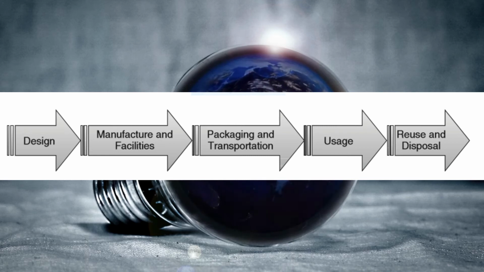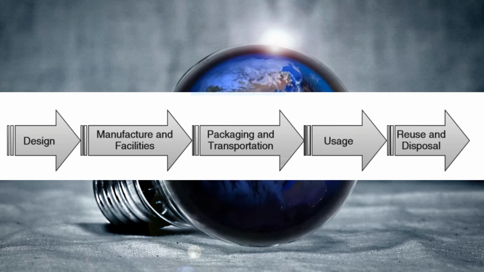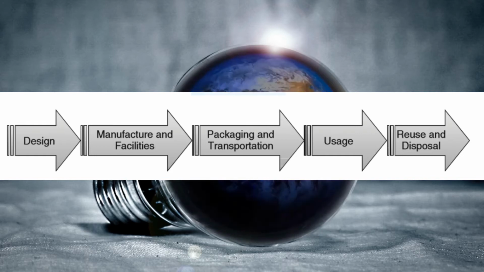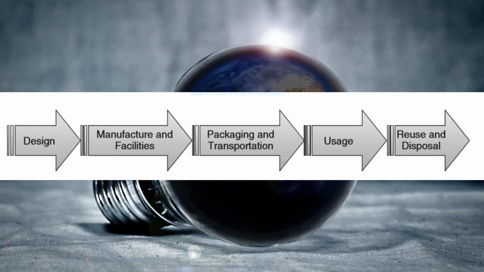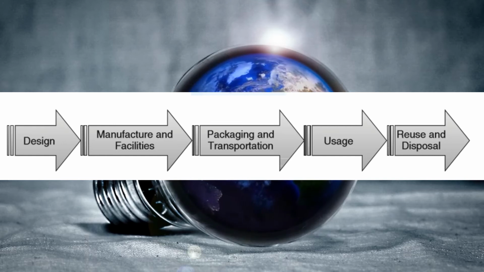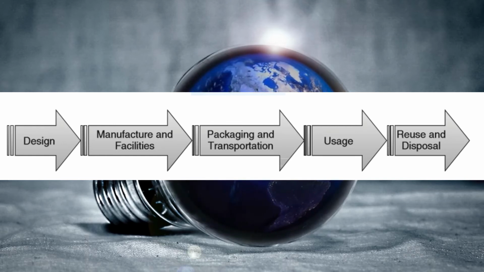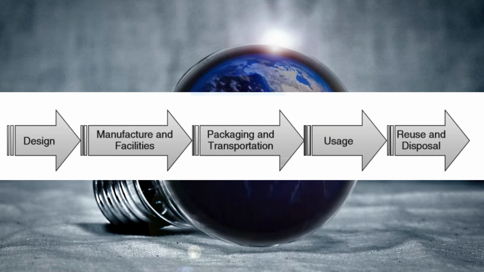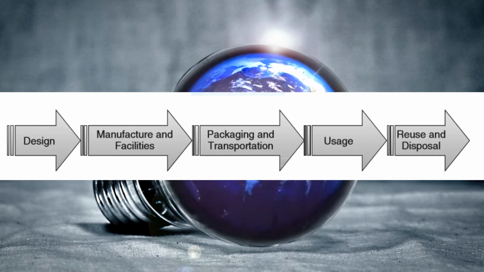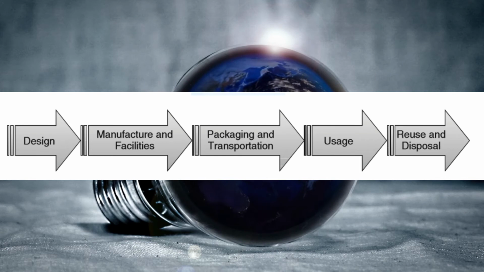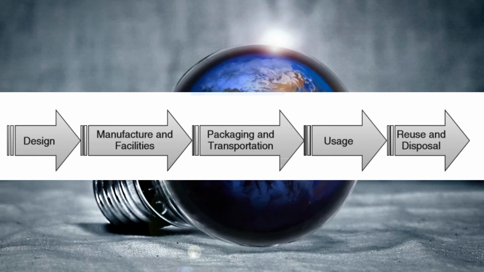Each stage of the cycle has varying levels of impact on the environment. In this section, we will look into each stage that a computer device goes through and discuss green considerations for each stage. The typical life cycle of a device, shown in figure, consists of 5 stages. 1. Design. 2. Manufacture and facilities. 3. Packaging and transportation. 4. Usage. 5. Reuse or disposal.